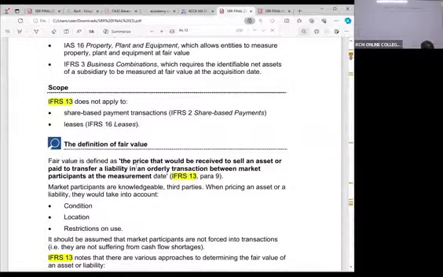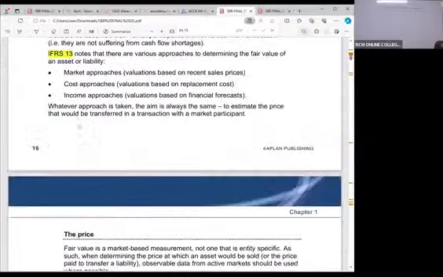Market participants are knowledgeable third parties. You can't say you are going to sell to a small child; all of us are knowledgeable. So if it's about goat business, all of us have done this kind of business before. So we are knowledgeable third parties here. When pricing an asset or a liability, they would take into account the condition, location, and restrictions on use.